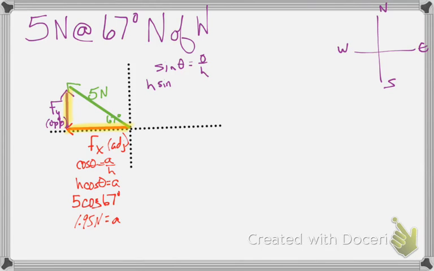Okay. We're jumping over here on the right-hand side. We're going to take care of that F of y. Back it up just a little bit for you. Now I'm going to do the force of y. I'm going to move it over here so that we have some room. So sine of theta is equal to opposite over hypotenuse. H sine of theta is equal to our opposite.